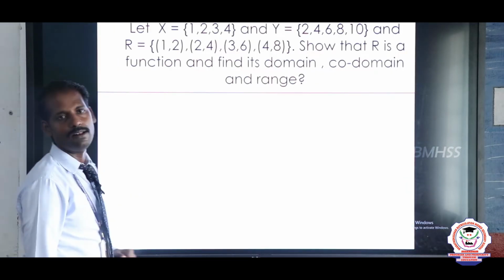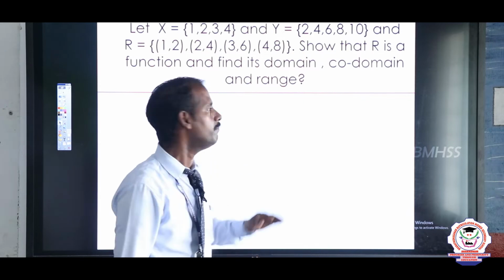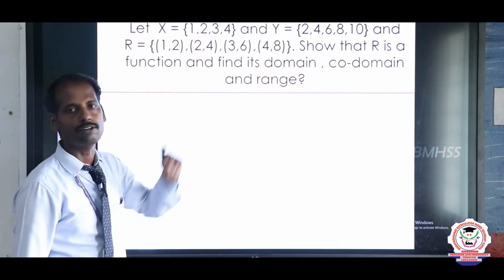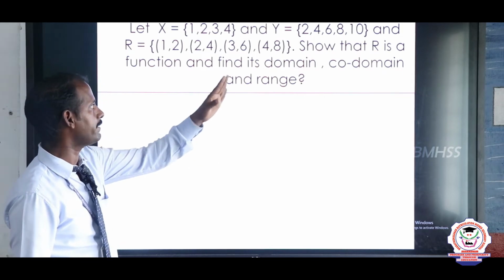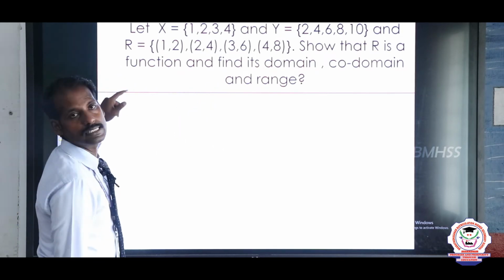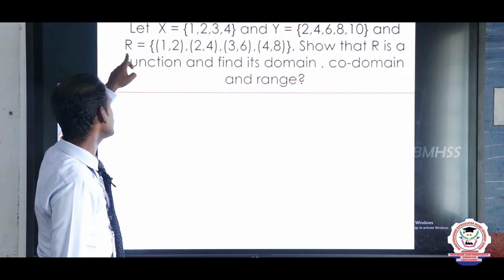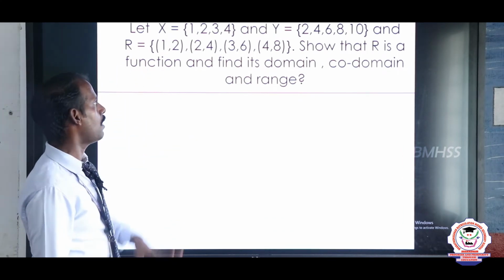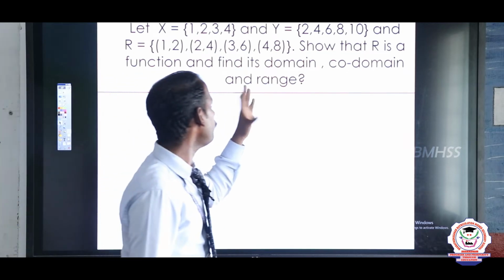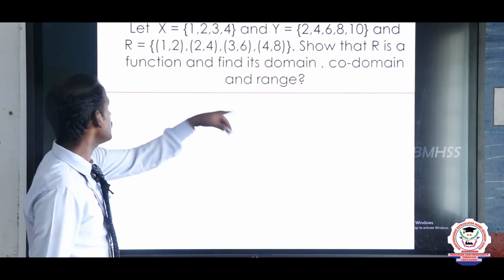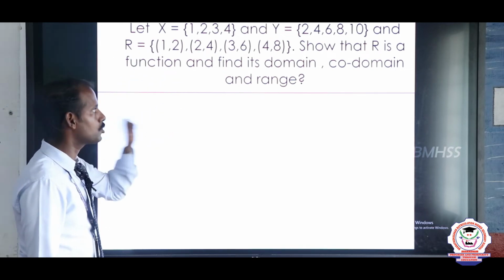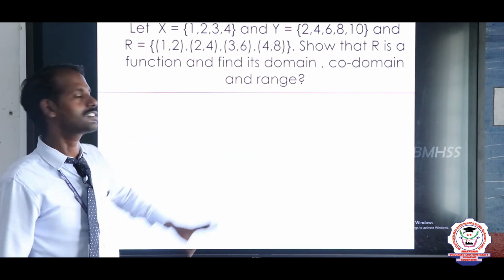The next example, the first one: let x equal to 1, 2, 3, 4 and y equal to 2, 4, 6, 8, 10. And the relation R is (1, 2), (2, 4), (3, 6) and (4, 8). So show that R is a function, that is the question.